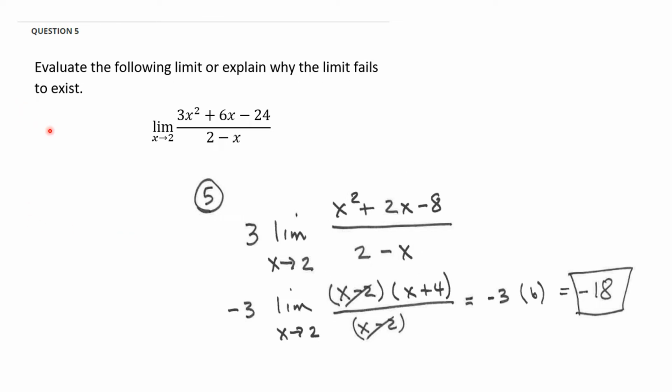Number 5, I ask you to evaluate the following limit or explain why the limit fails to exist. And so what we do is we factor the numerator. We can pull the 3 out. And then we factor the numerator and denominator and observe that we will have 3 times this limit. And when we factor numerator and denominator, I'll notice here I'm factoring out another minus 1, making that minus 3. And so what we have is minus 3 times the limit as x tends to 2. I cancel out the common factor, and I can plug in 2. I get 6, so this is minus 3 times 6, which is minus 18.